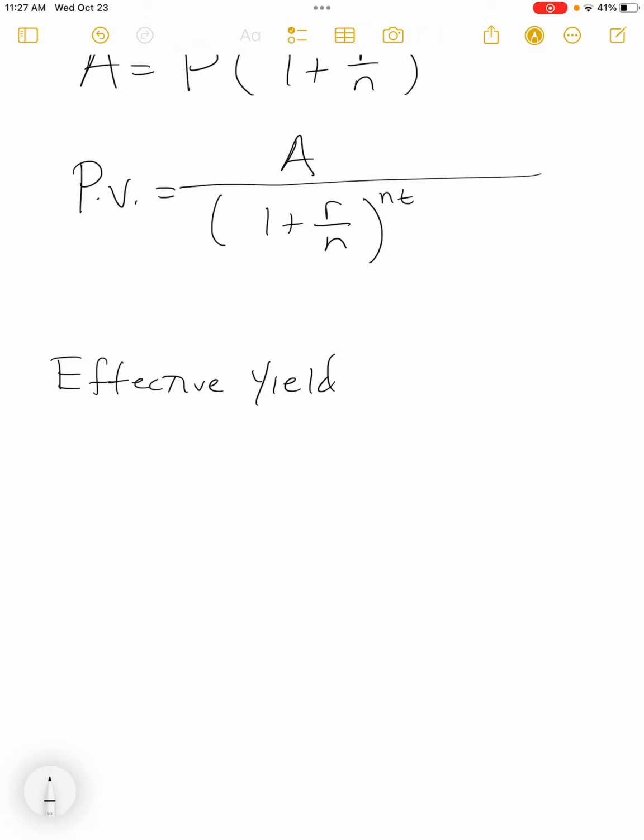So effective yield allows us to do direct comparisons between simple interest and compound interest by converting the compound interest to its equivalent simple interest rate. So that's what we're doing. The effective yield takes the compound interest and converts it to its effective simple interest rate over a year.